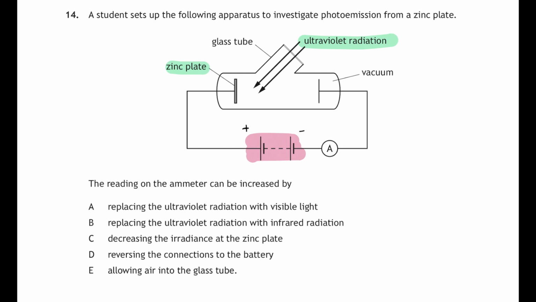Now the question asks, how can the reading on the ammeter be increased? So by reversing the power supply terminals. Then if the negative terminal is connected to the zinc plate, any electrons that are ejected will be repelled from the zinc plate and attracted to the opposite plate. So it's going to be answer D, 14D.